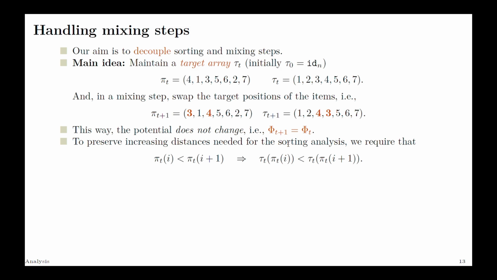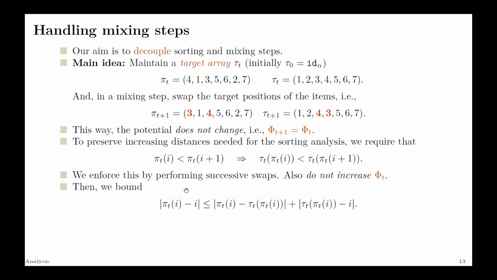So we require that if two adjacent elements are sorted, then their targets are also sorted. And if this condition does not hold, then we fix it by performing successive swaps. Each successive swap does not increase the maximum nor the total of these two distances. And because the potential function is convex, it means that it does not increase it.